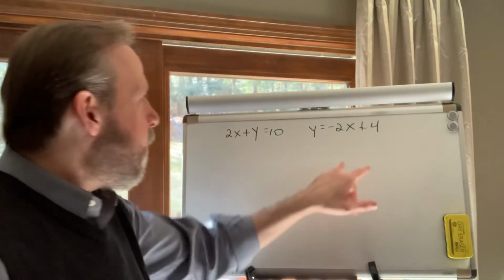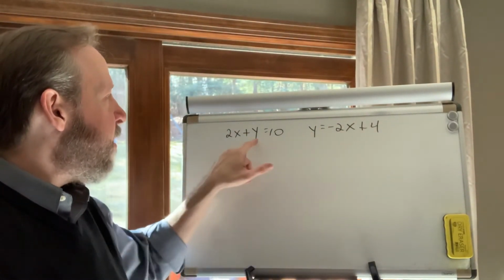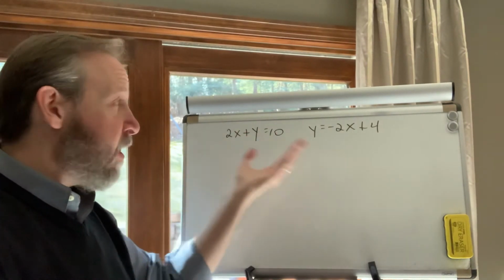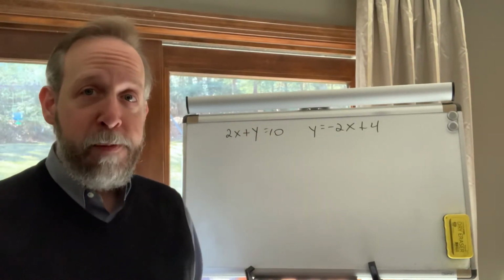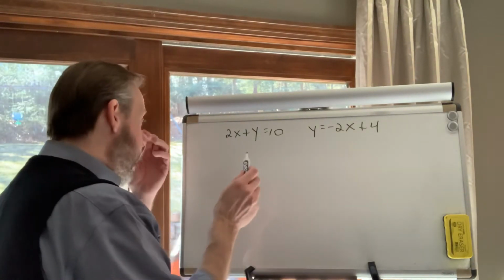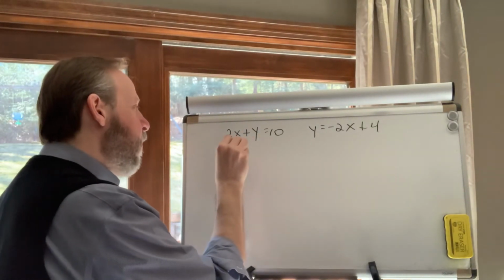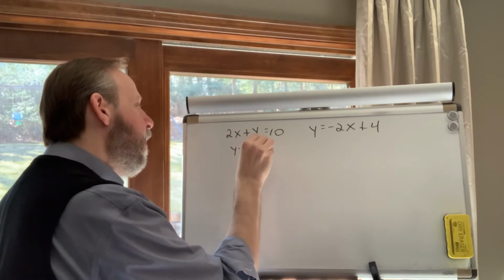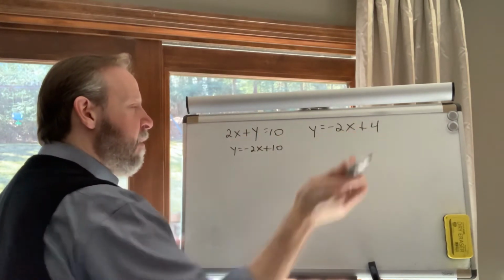Again, you have your option. You can either substitute negative 2x plus 4 in place of y, or you could set them both into slope-intercept form and solve that way. It's okay if you want to do the slope-intercept form. So subtract 2x from both sides. This one's already in slope-intercept.